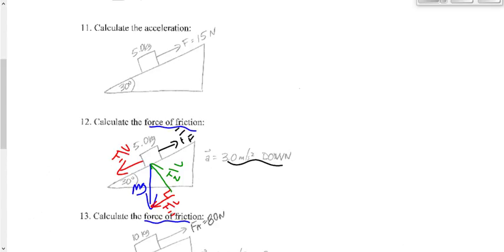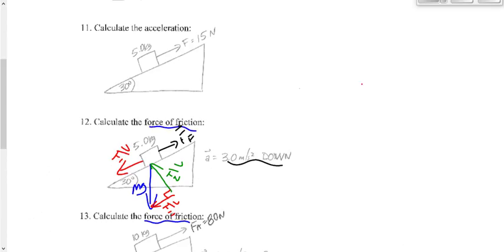Notice I've drawn FF smaller than F parallel. How come? F parallel takes it down the hill. FF counters it, but it's moving down the hill. So which force is bigger, the force down the hill or the force up the hill? Force down the hill. So friction's got to be smaller, right? Okay, let's get F parallel. Why? Because this is what we do. Like, what can we do at this point? Get F parallel. So let's do it.